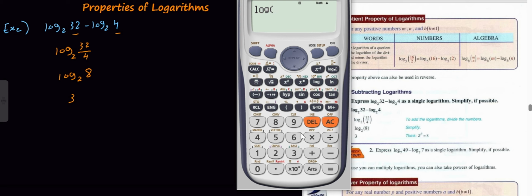Or we can do it by a calculator here. We have log 8 divided by log 2, which equals 3. That's it.